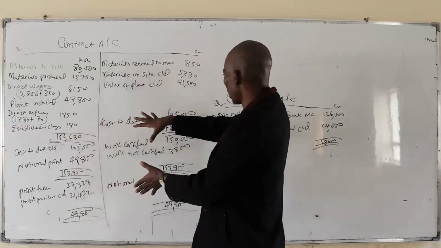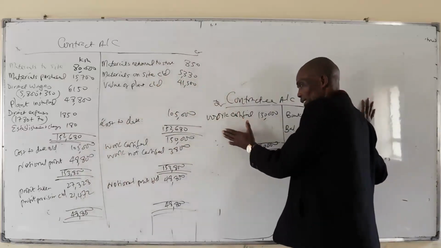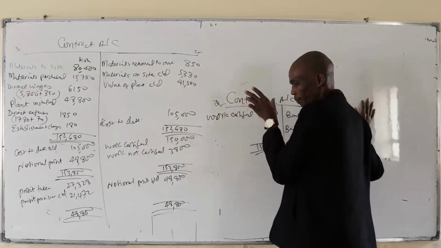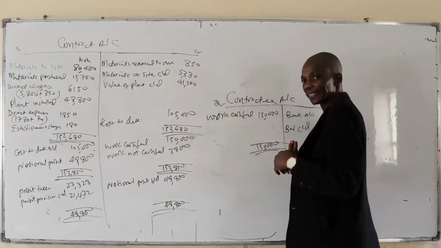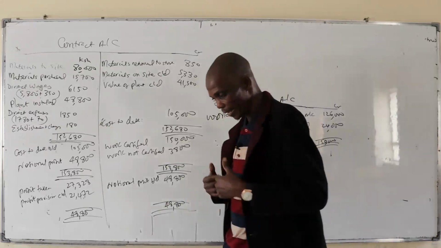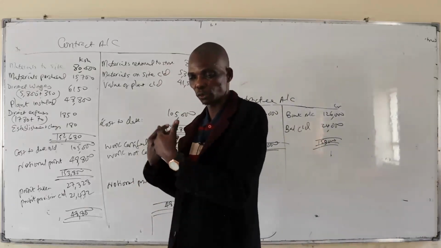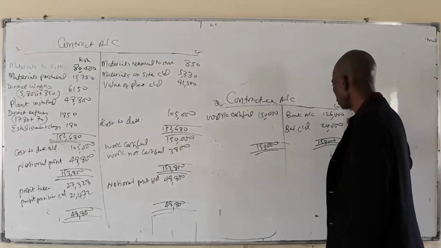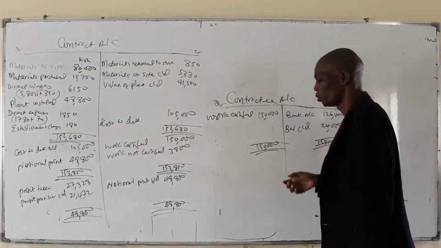That is basically the contract account, and it is that easy. Remember, the contractee account is like a debtor's account. A client is a debtor to the extent that we have rendered services to him. So we debit the work certified, we credit the cash received, and the balance is the value balance carried down.